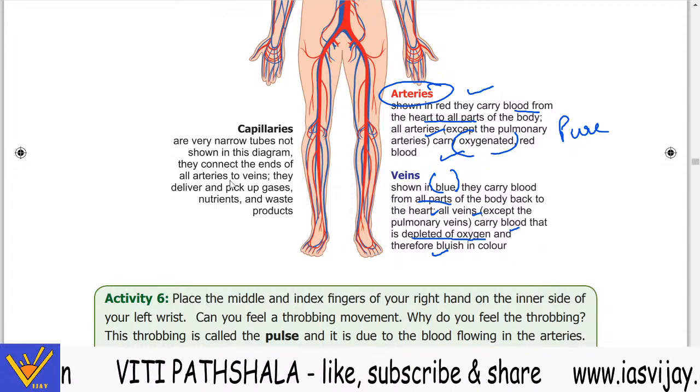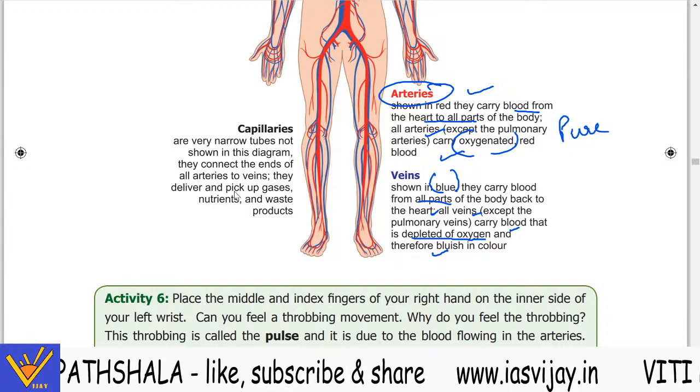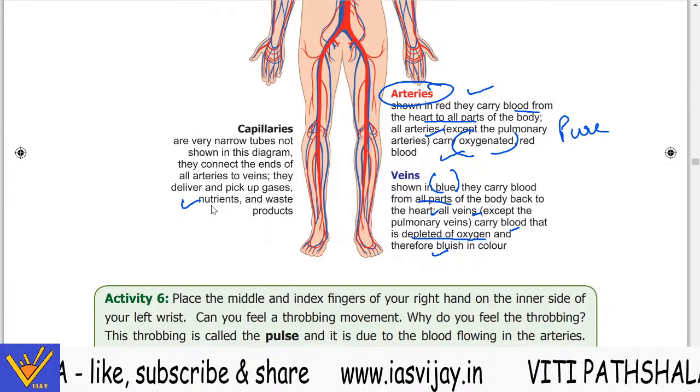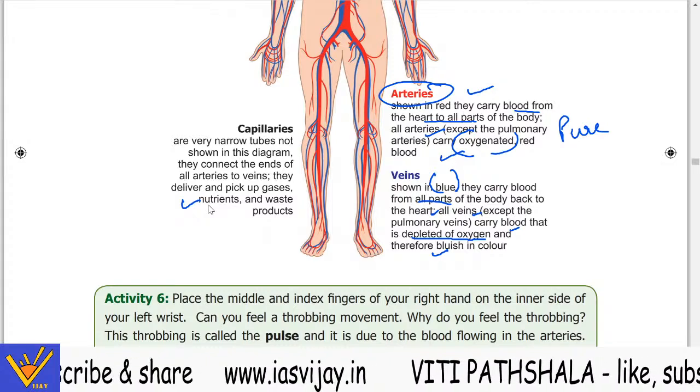Now capillaries are very narrow tubes not shown in this diagram. They connect the end of all the arteries, उनको जो है वो connect करती हैं to the veins. Now they deliver and pick up the gases, nutrients and the waste products.